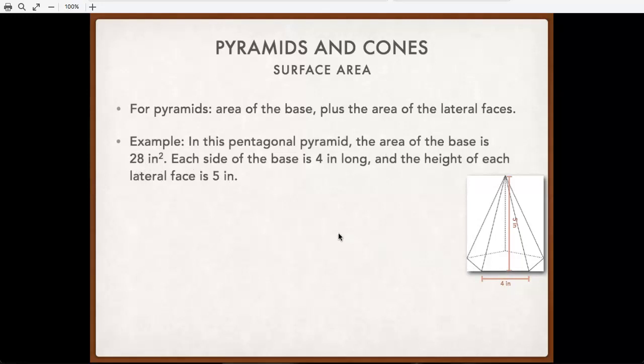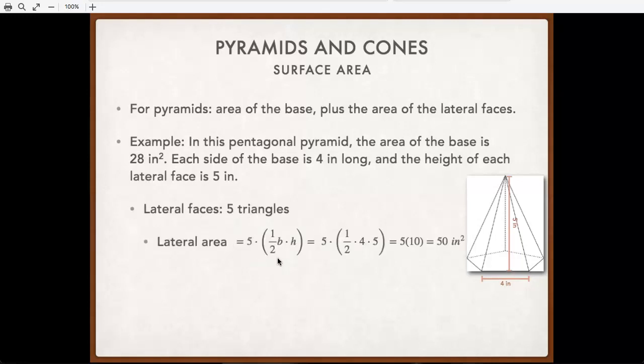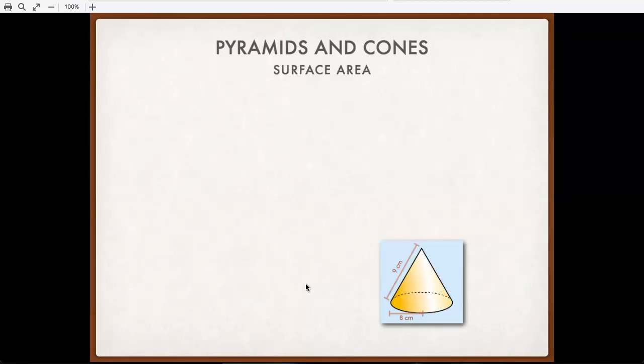Now we need to find the area of the lateral faces. There are 5 of them, and they're each a triangle. So it's going to be 5 times our formula for a triangle, 1/2 base times height. In this case, 5 times 1/2 times 4 inches, there's your base, and 5 inches is the height. 5 times 10, or 50 square inches for all of those lateral faces put together. Notice we're multiplying by 5 so we get all 5 there. We add this to the area of the base, which we said was 28, and we get our surface area, 78 square inches.